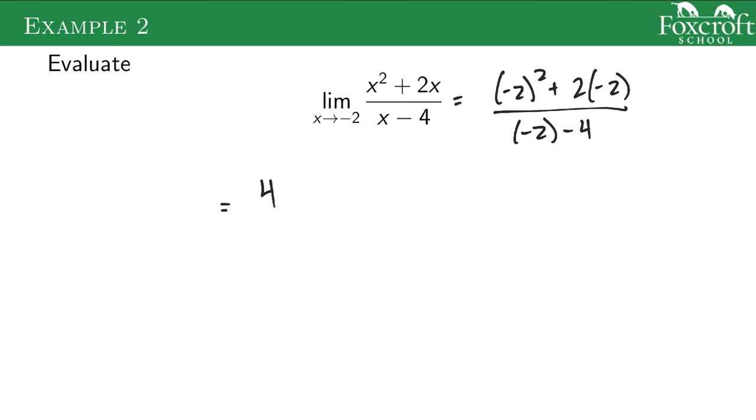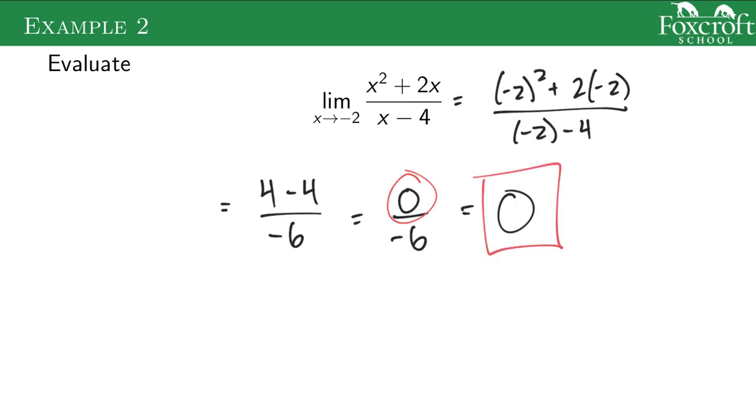-2 squared is +4, -4 over -6. 4 minus 4 is 0. And this is one thing that'll trip some people up. There's a 0 up top, and that's fine. We just cannot divide by 0, but we can have zeros in the numerator of fractions. And 0 divided by any number other than 0 is just 0. So this one does work out. As long as the bottom does not turn into 0, then you can evaluate the limit and just plug in whatever that number is.